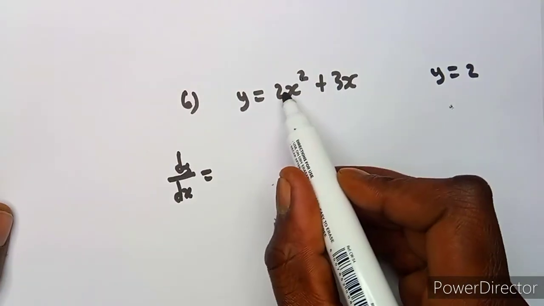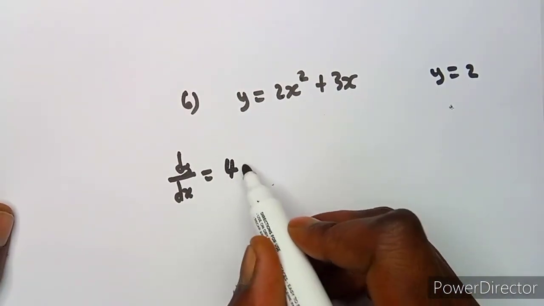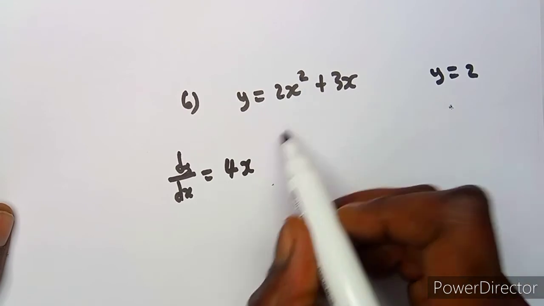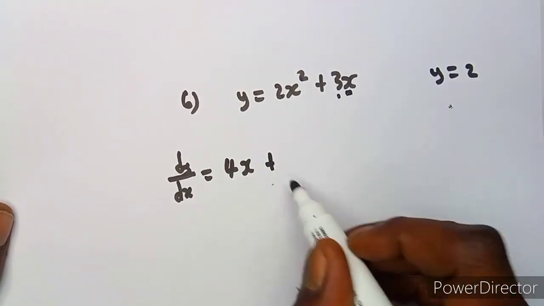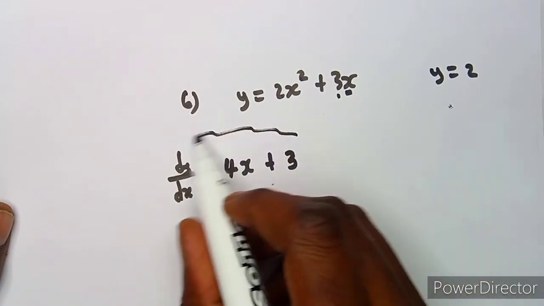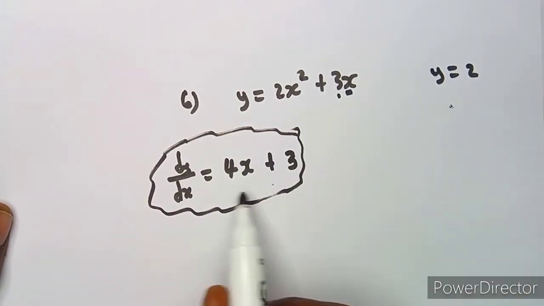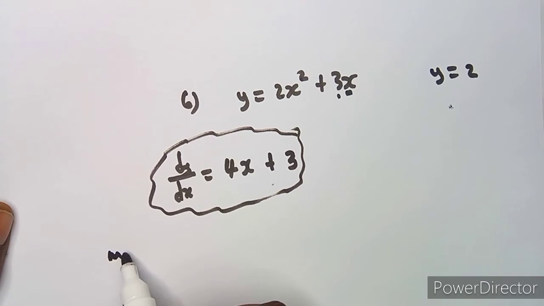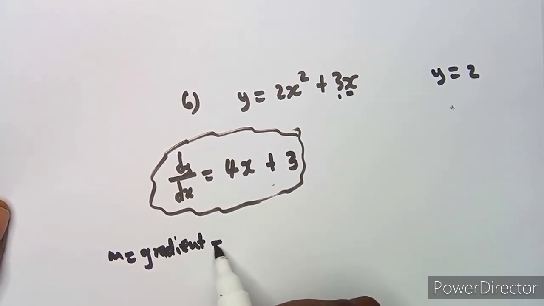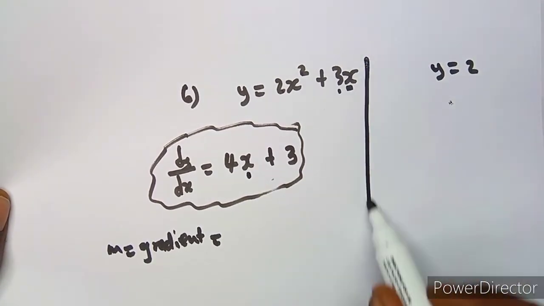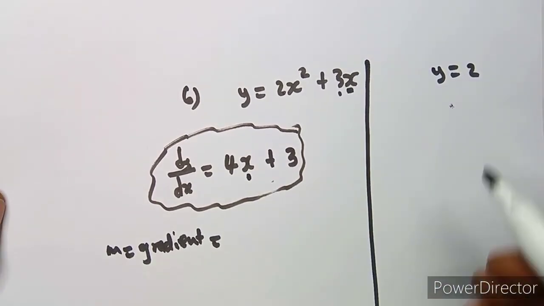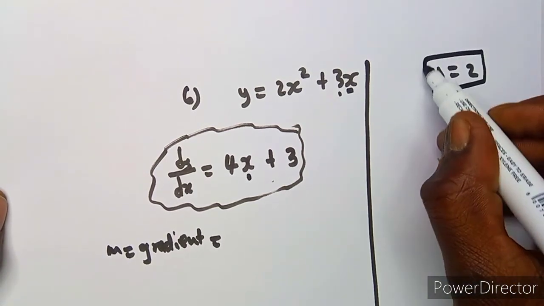Okay, this is going to be 2 times 2, which is 4x. We subtract 1 here, which is just 1, so it's 4x plus, it's a linear expression, so I'm just going to take the 3. So on this gradient expression, in order for me to find the value of m, or the gradient, the actual value of the gradient, I'm supposed to substitute the value of x. And here I'm not having the value of x, I am given the value of y, not x.